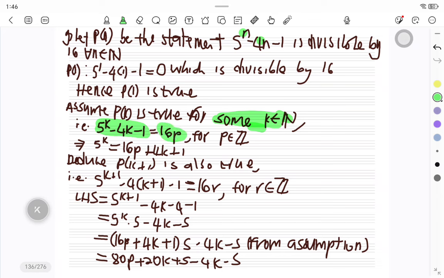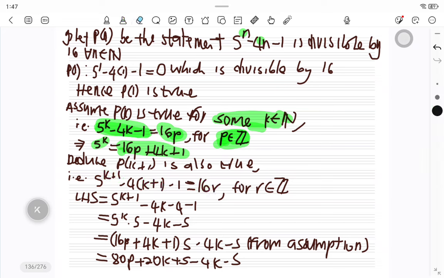Then I said that we must make one thing the subject of the formula here, so we'll make 5 to the k the subject of the formula. You see, right? Then we deduce that this is also true, P of k plus 1. Then we replace the k by k plus 1. Then we say it's equal to 16r for r element of an integer. Yeah, it's fine here.